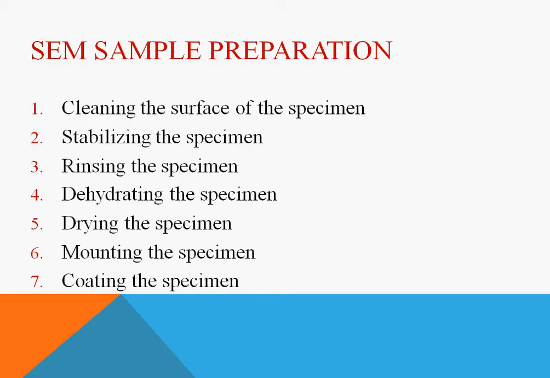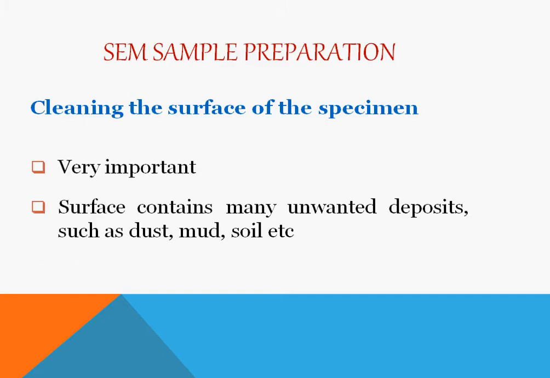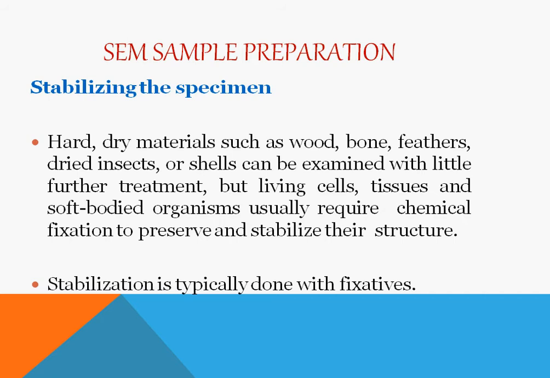These are some of the steps for preparation of the sample: cleaning the surface of the specimen, stabilizing, rinsing, dehydrating, drying the specimen, mounting the specimen, coating the specimen. First we should clean the surface which contains soil, mud, dust, etc. Next one, stabilizing it. If it is a dry hard material such as wood, bone, feather, dried insects or shells, that can be examined with little treatment. It won't require much treatment.